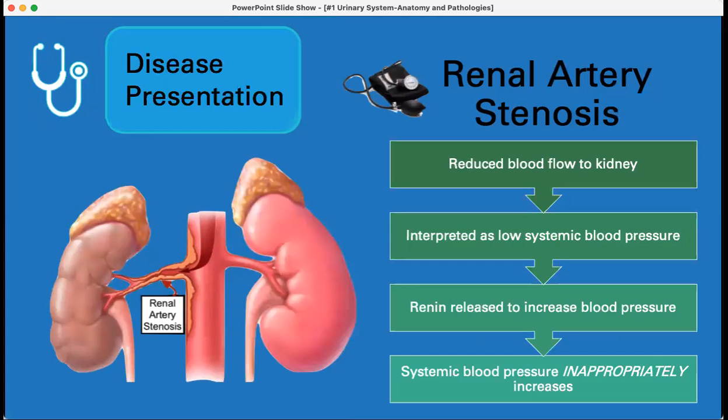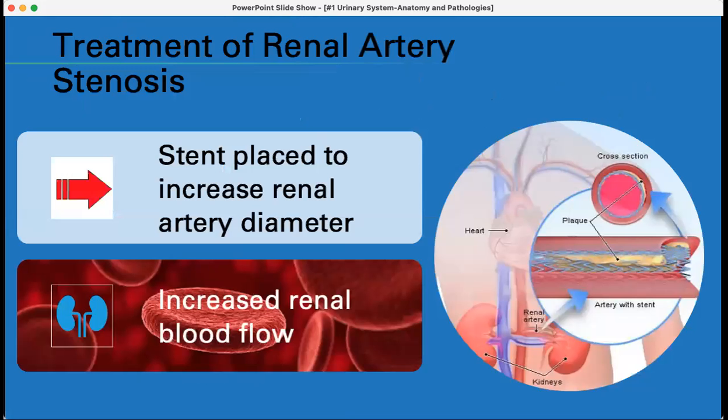So what's happening is as the blood flow gets reduced to the kidney, it misinterprets that as the whole body not getting enough blood flow. And so renin is released, and it increases the blood pressure. So in effect, the blood pressure is being increased inappropriately. And this is the case that happens in renal artery stenosis, or narrowing of the renal artery. The treatment for this is a stent placement.